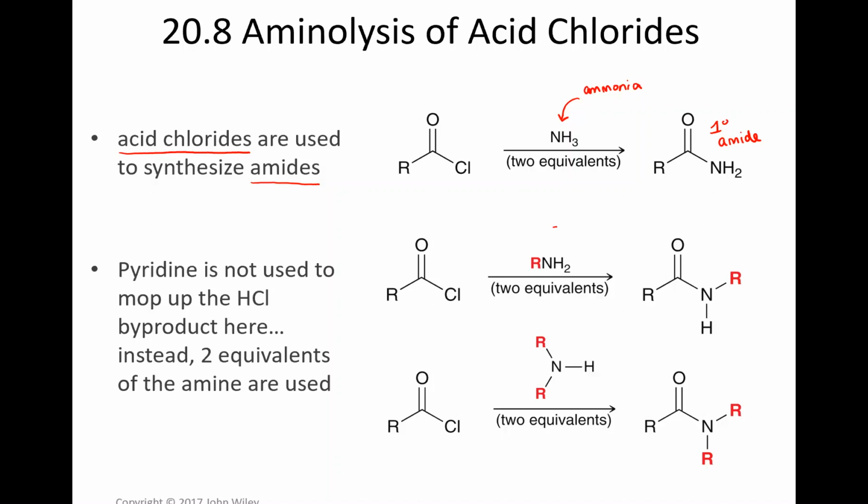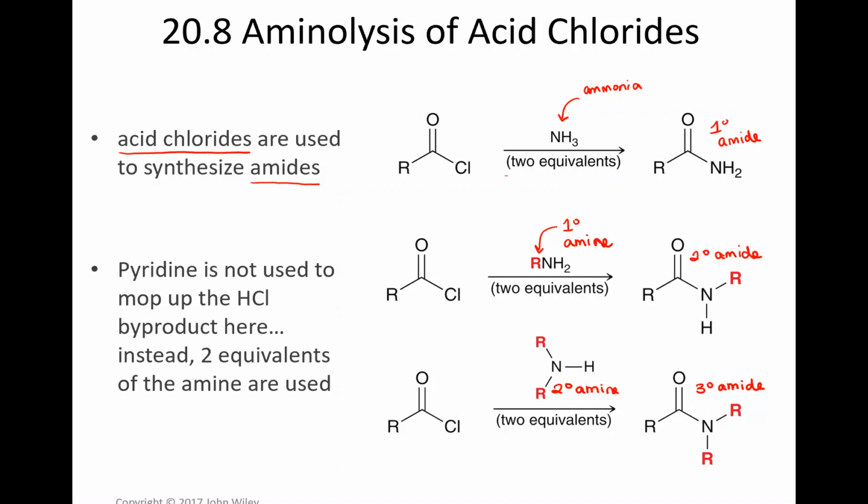In the second example, we're using a primary amine that will produce a secondary amide. And in the third example, we're using a secondary amine and it produces a tertiary amide. If you treated an acid chloride with a tertiary amine, you would get no reaction.